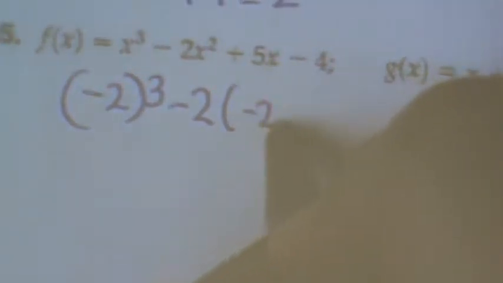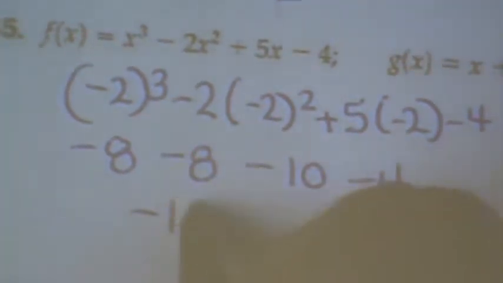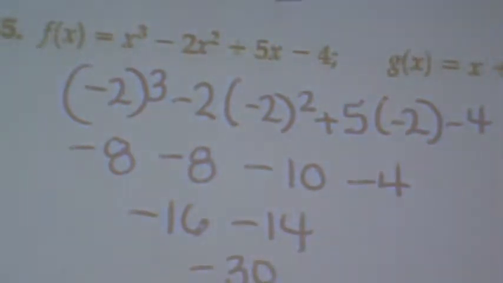Number 35, you're going to plug negative 2 in here: negative 2 cubed minus 2 times negative 2 squared plus 5 times negative 2 minus 4. So you have negative 8. This is going to be 4. 4 times negative 2 is negative 8. And then minus 10 minus 4. So you have negative 16 minus 14, which is negative 30.